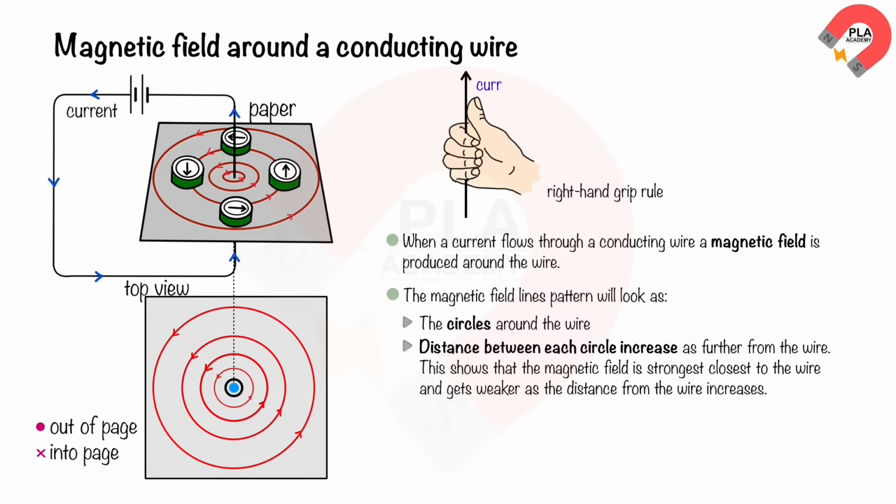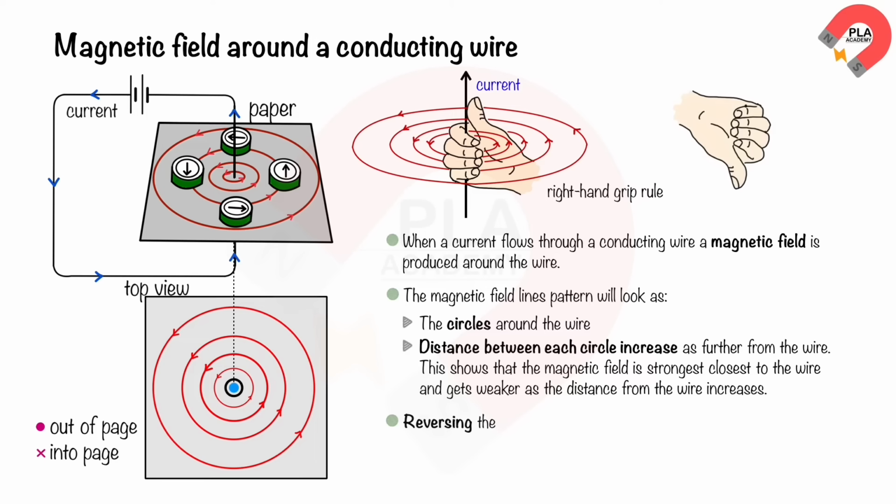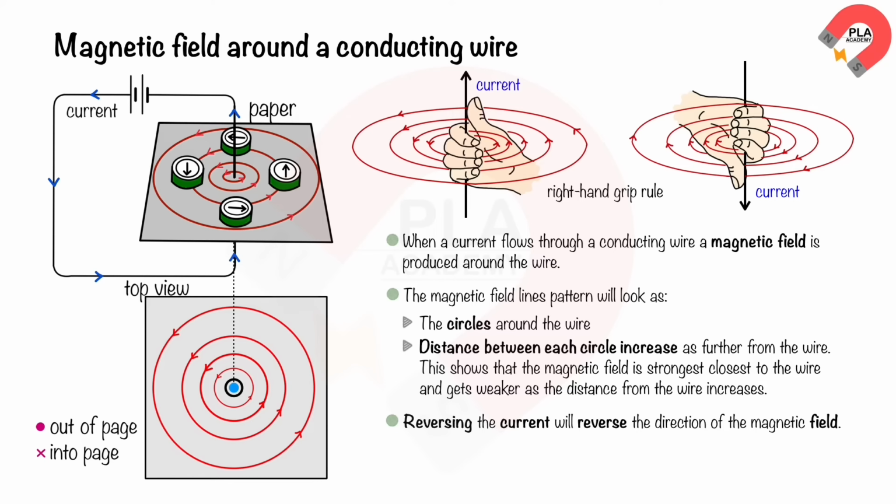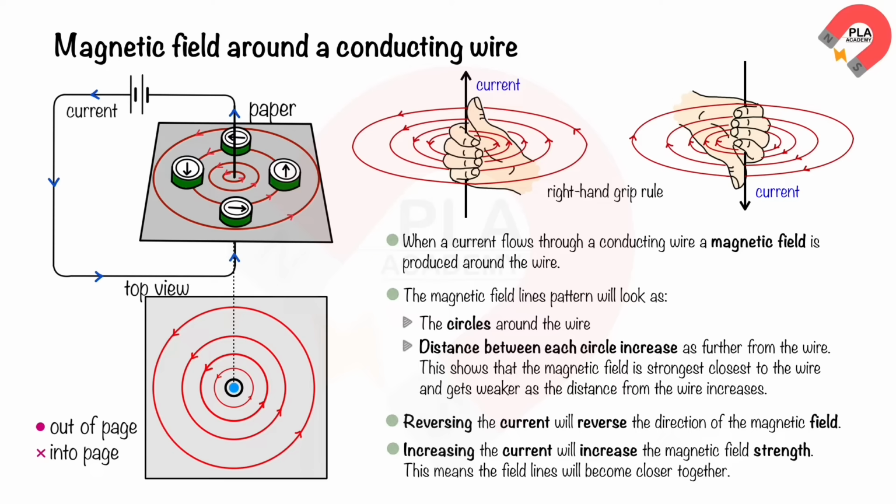Thumb points along the direction of the current. The curled forefingers give the direction of the field. Reversing the direction in which the current flows through the wire will reverse the direction of the magnetic field. Increasing the amount of current flowing through the wire will increase the strength of the magnetic field. This means the field lines will become closer together.